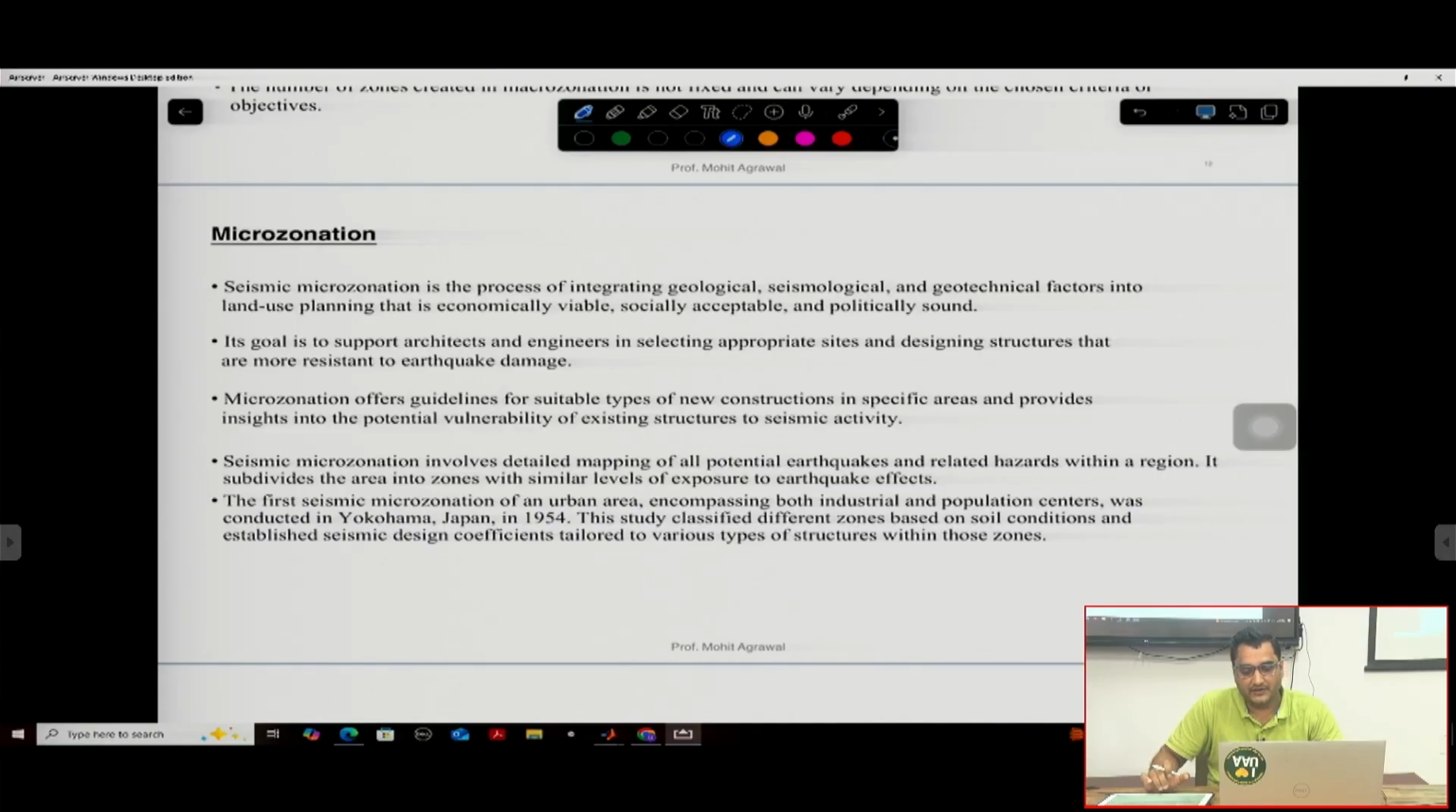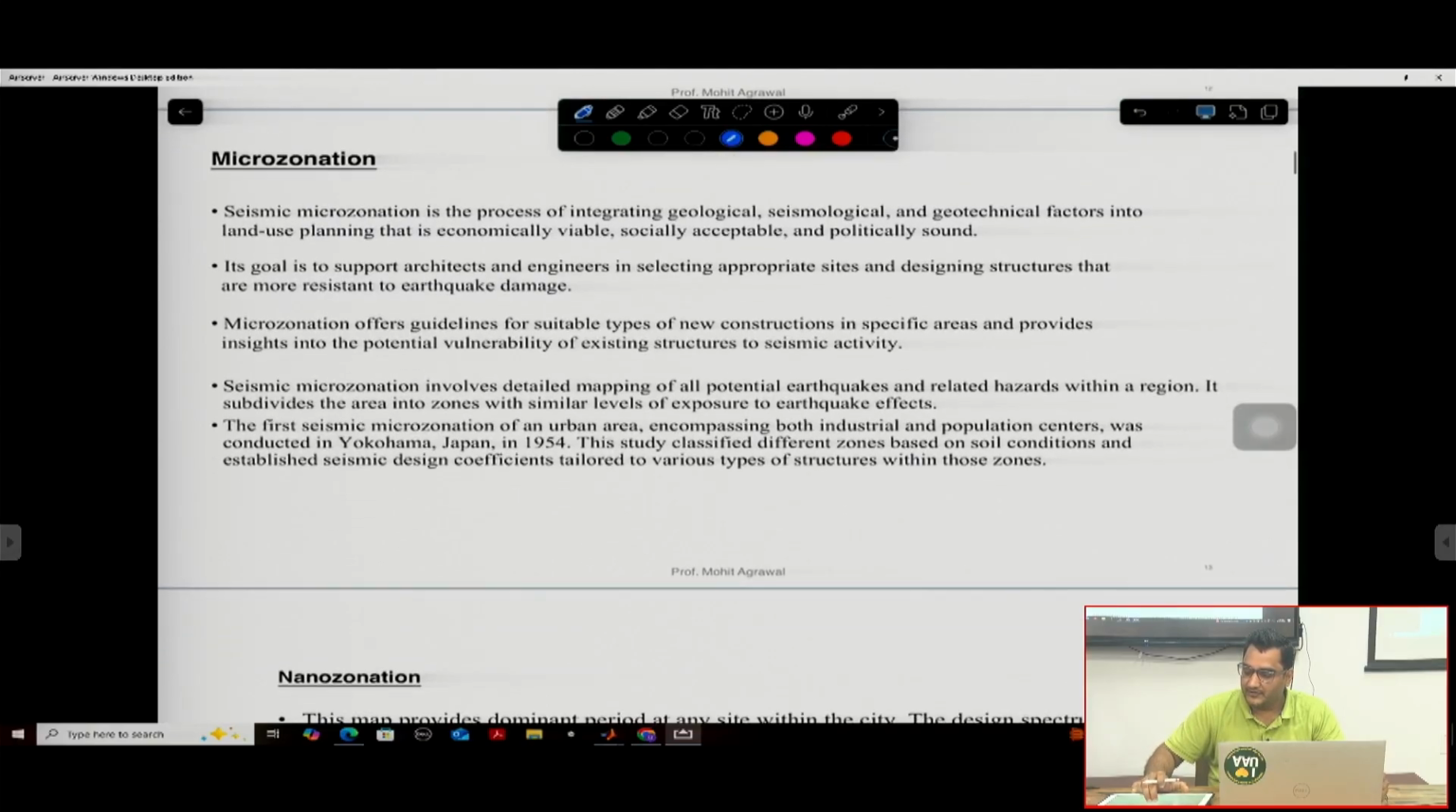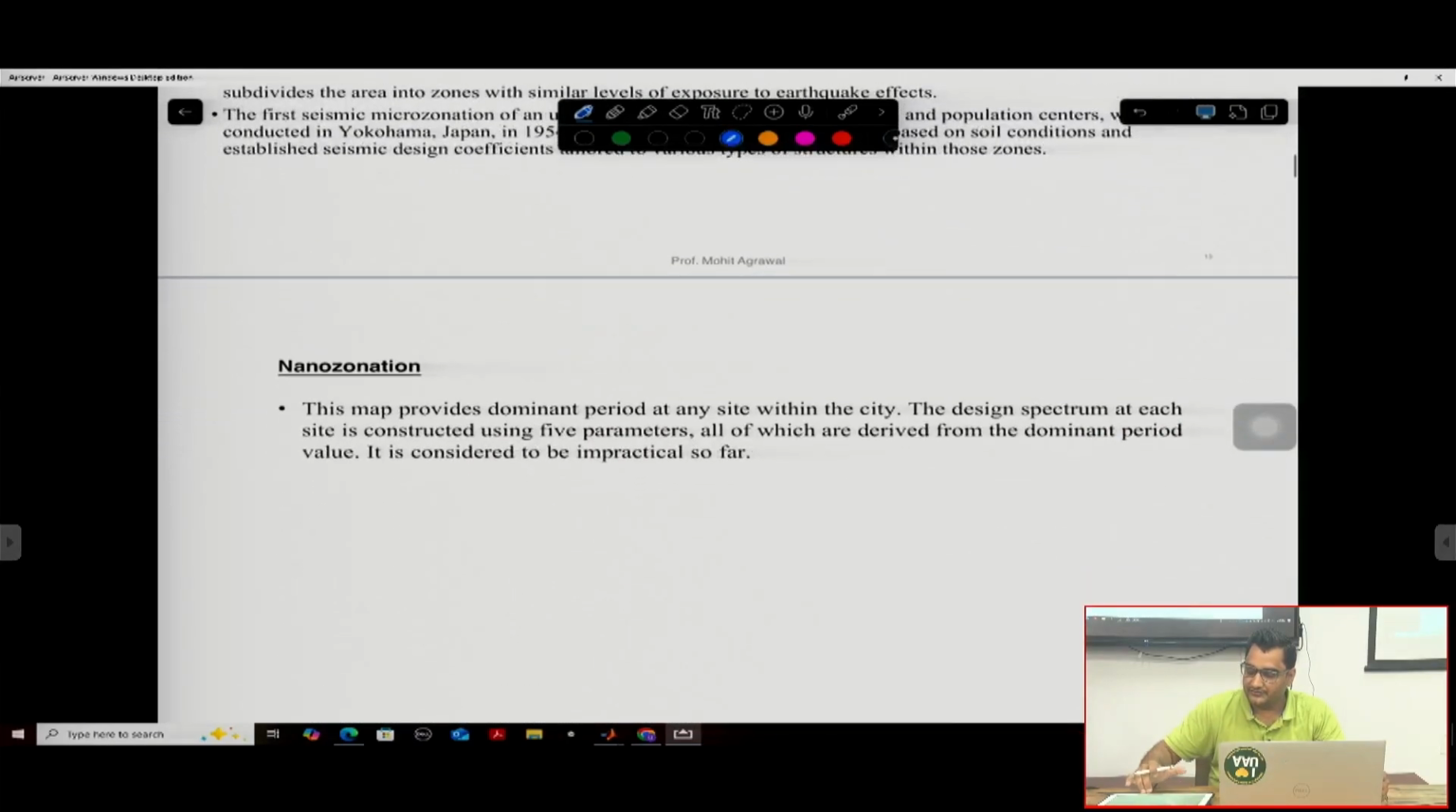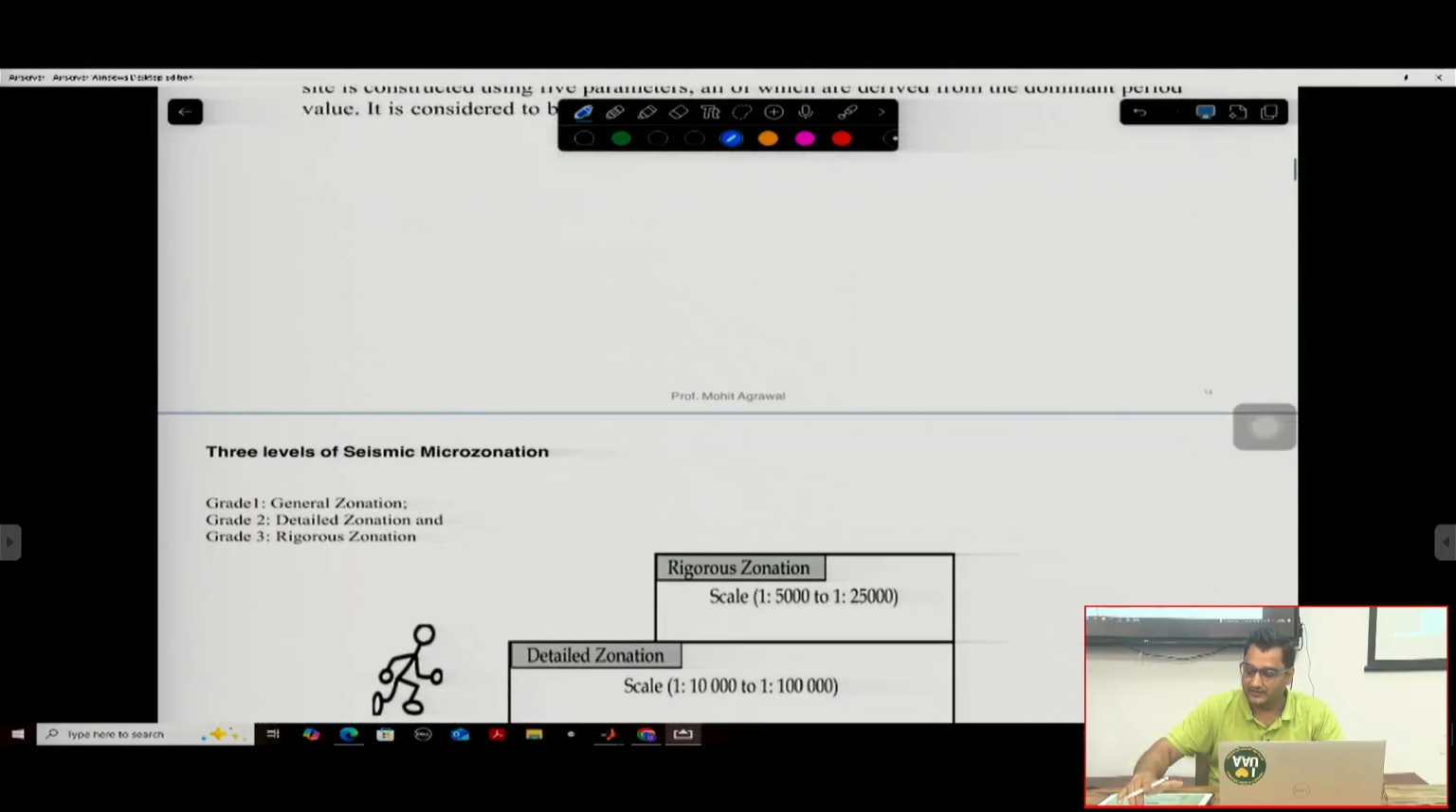Microzonation, we take input not only from geological or the seismological data, but also geotechnical factors, and also landslides, liquefaction, tsunami modeling, and we also perform the site response study, site characterization studies in the case of microzonation. Nanozonation is considered to be a very rigorous kind of zonation, and it is considered to be impractical so far.